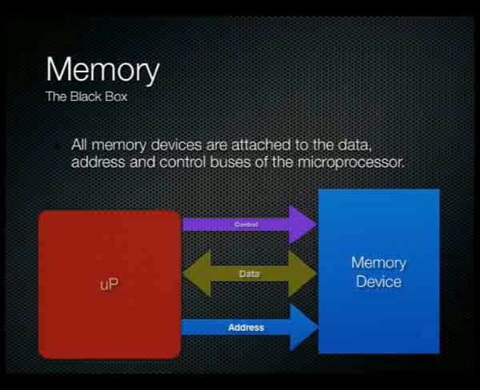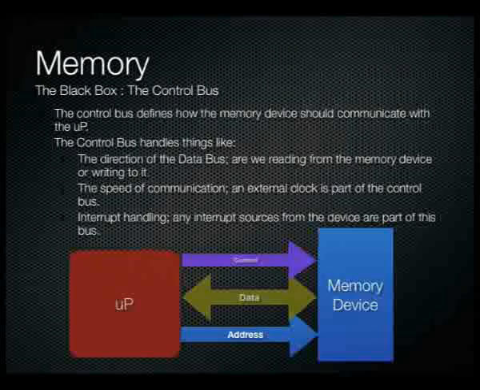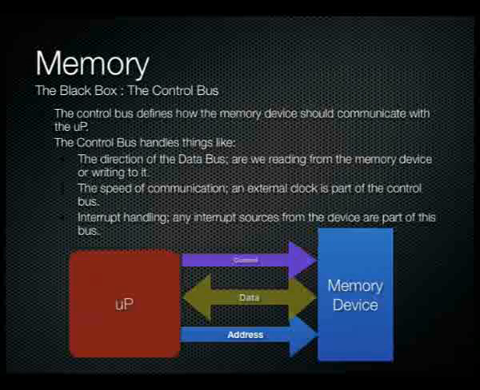So memory devices, if you look at it from a black box point of view, are attached to the data, address and control bus of the microprocessor. So you effectively connect any memory enabled device to these three buses. The control bus defines how the memory device should communicate with the microprocessor. Because it's called the control bus, it has some aspect of control associated with it. So the control bus handles things like the direction of the data bus.